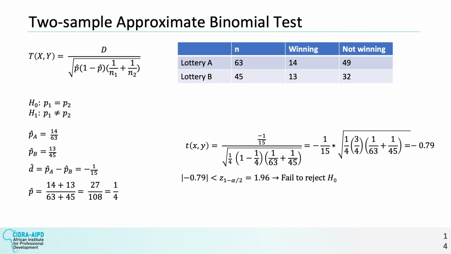Because the absolute value of our test statistic is less than our z-score of 1.96, we fail to reject our null hypothesis, meaning that we have no evidence that the two lotteries have different winning probabilities.